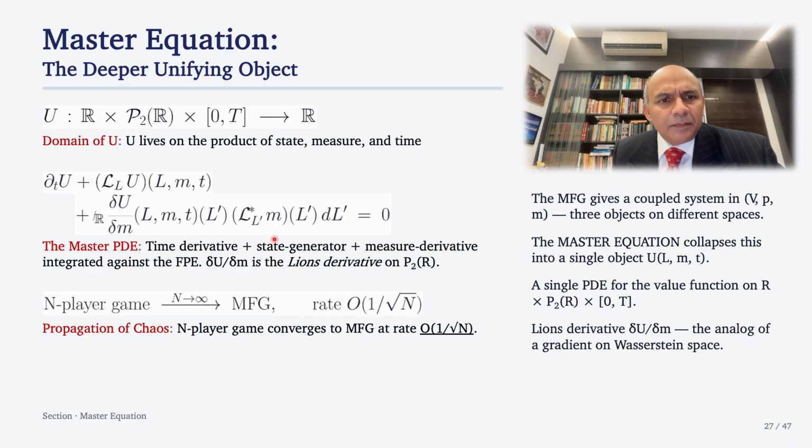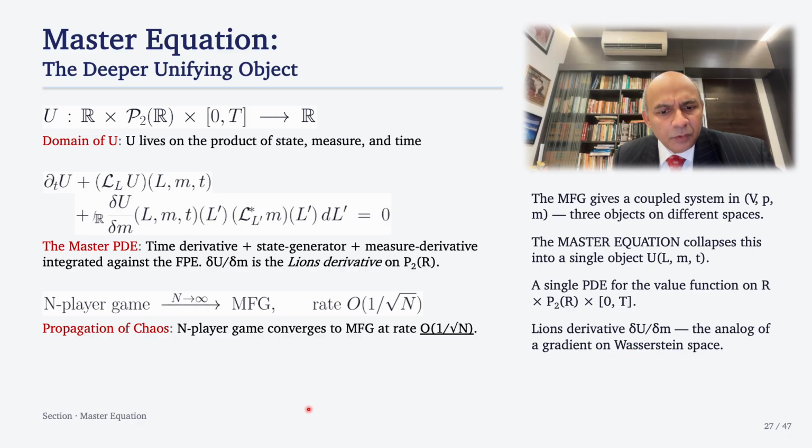So in the case of an n-player game, we see that it converges to the mean field game as n approaches infinity at a rate of the order 1 divided by square root of n. That's the propagation of chaos. Here, the mean field game gives this coupled system, three objects in three different spaces, as we've discussed, and we collapse everything into this master equation. And we've talked about the Lions derivative dU/dm.